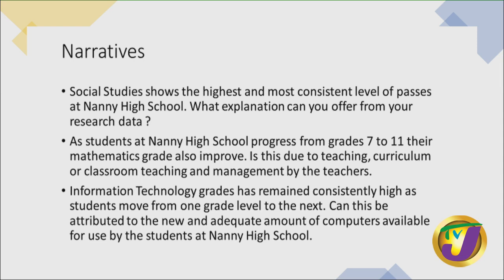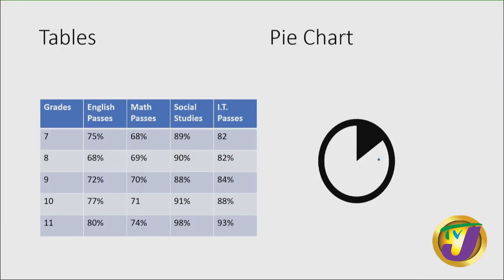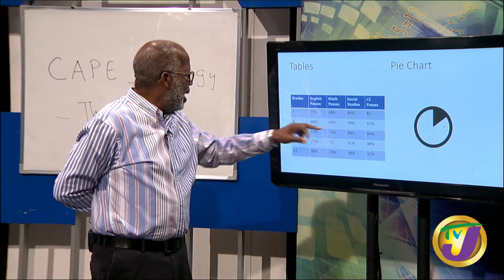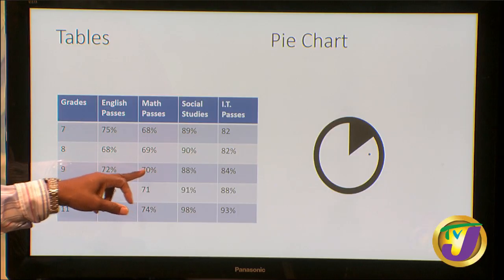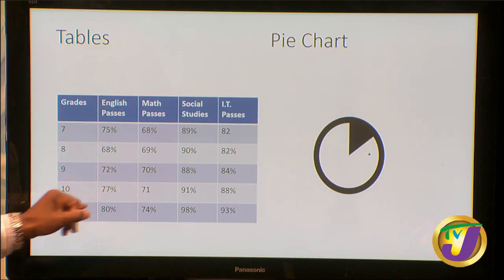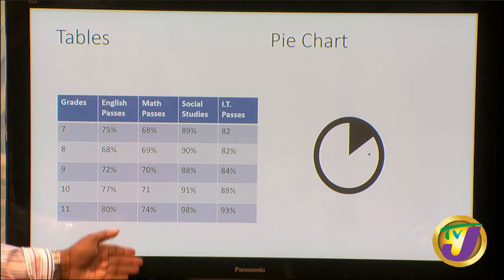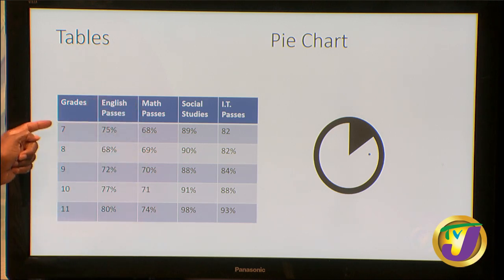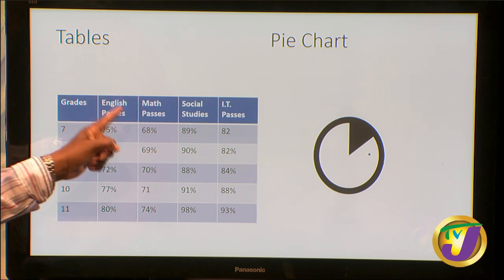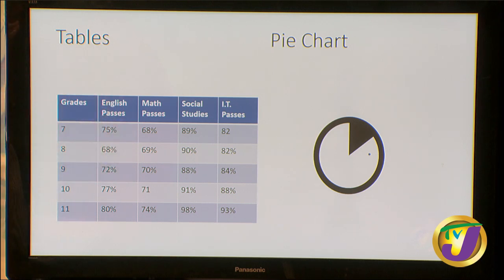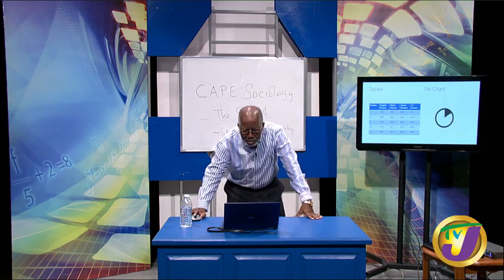So we are saying that as we move, the math grade improve, so we can look if it did. So this is math. So 68% at grade 7, the average. Grade 8, 69. Grade 9, 70. Grade 10, 71. Grade 11, 74. So we are correct in saying that as you progress from grade 7 right up through to grade 11, the math passes, the average for the grade increases. So you can see that. Clear?